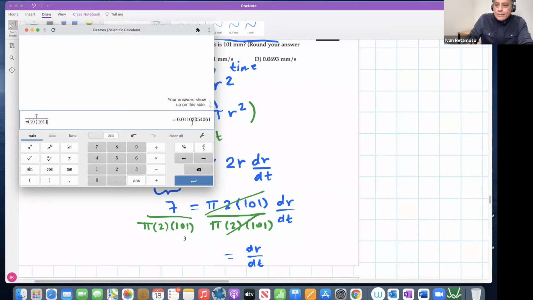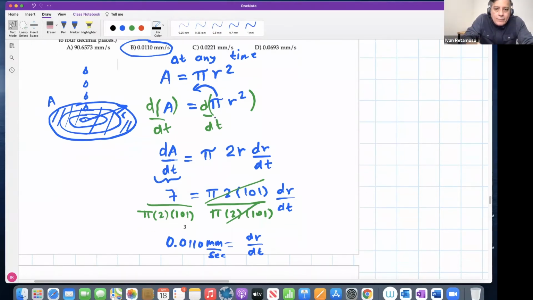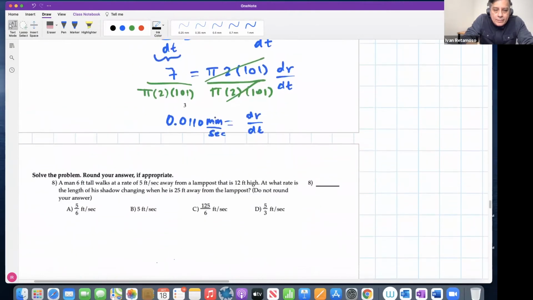0.0110, right? 0.0110 millimeters per second. In the end, feel free to attach your units. And that corresponds to the choice. This is right, very good. Yeah, excellent, guys. So this is another form, another situation for related rates.